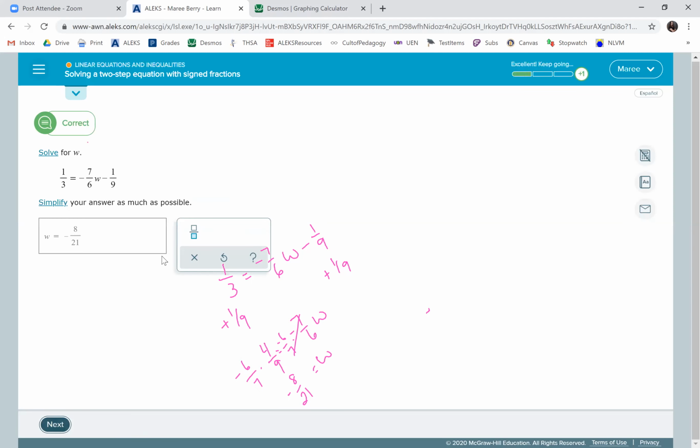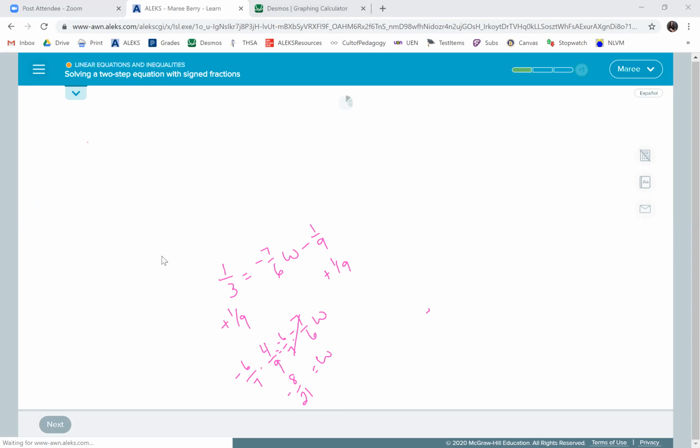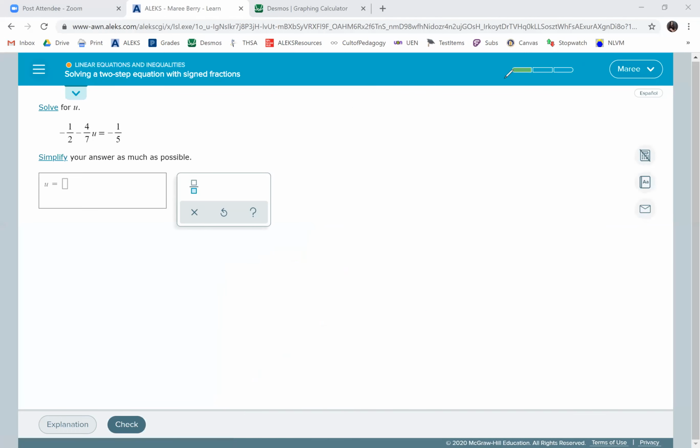Okay, so we'll go to the next one. And I want to do it on Desmos again. Totally going to do that. Okay, so let's write down our equation. We have negative 1/2 minus 4/7 u equals negative 1/5. I'm going to do the first step here. I'm going to add 1/2 to both sides.